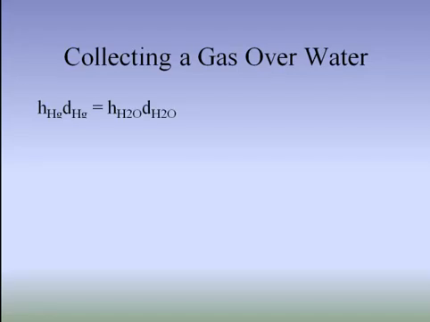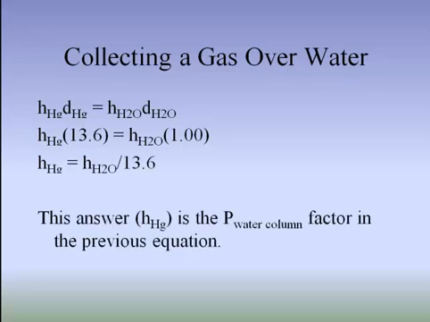So we're going to set up an equality that says that the height of mercury times the density of mercury will equal the height of water times the density of water. The density of mercury is 13.6. The density of water is 1. We have the height of water and we want to calculate that equivalent height in mercury, so solve for the height of mercury. And this answer is what you're going to use for that pressure represented by the water column.